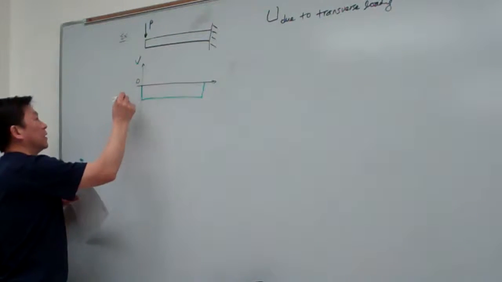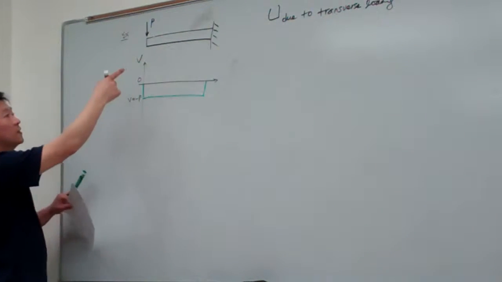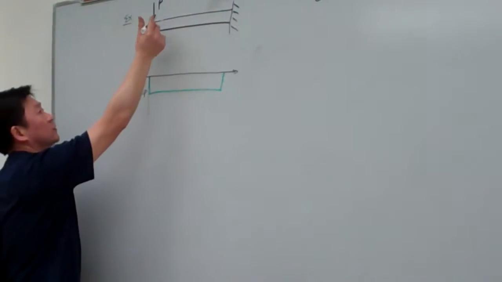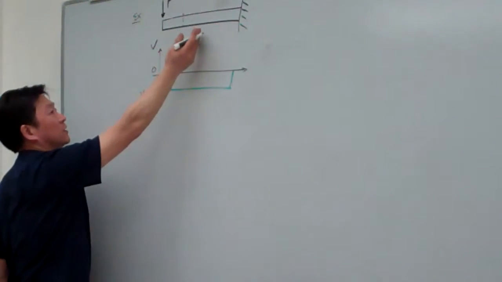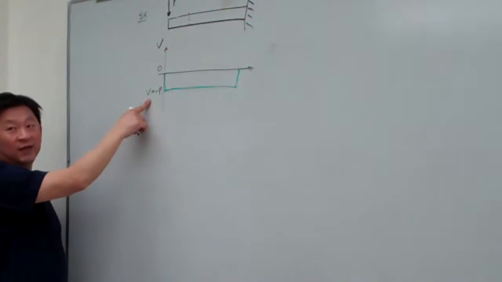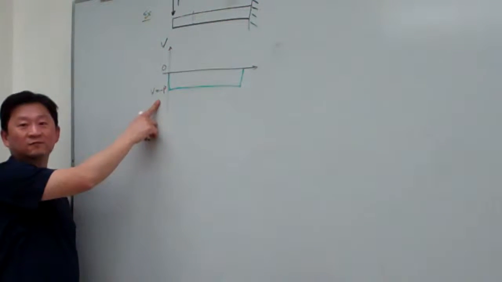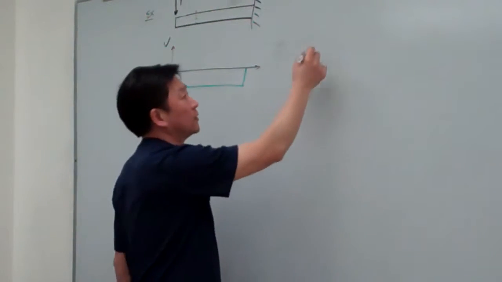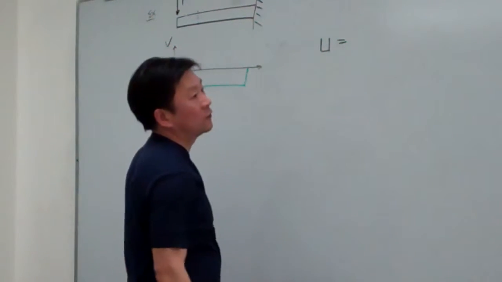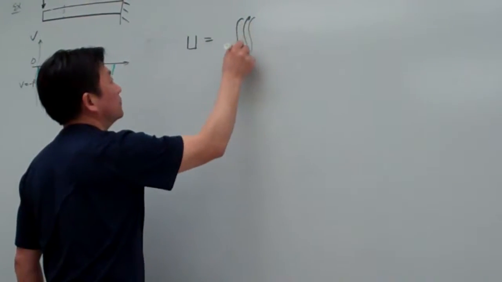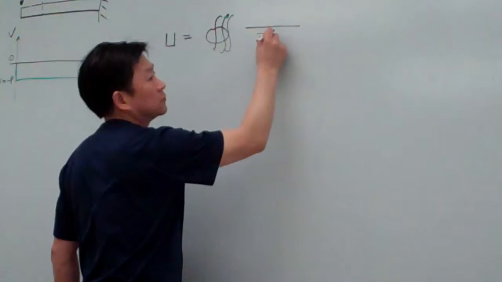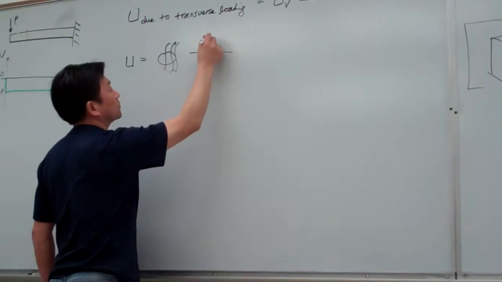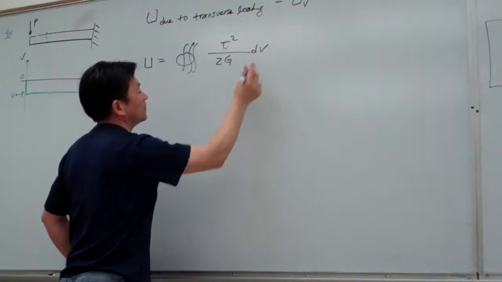And this is 0, and V equals minus P. So in any cross section, it doesn't matter which cross section we pick, the value of V is constant, equal to P. Okay, now we put this into our formulation. U will be equal to the volume integral of tau squared over 2G dV.